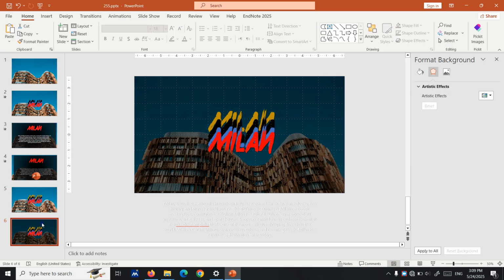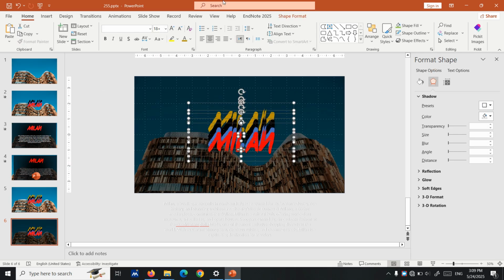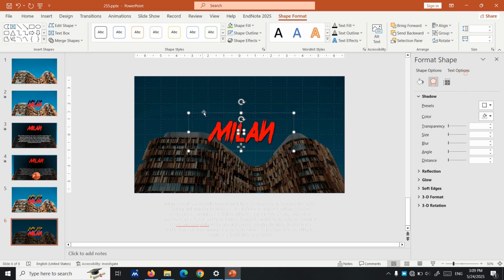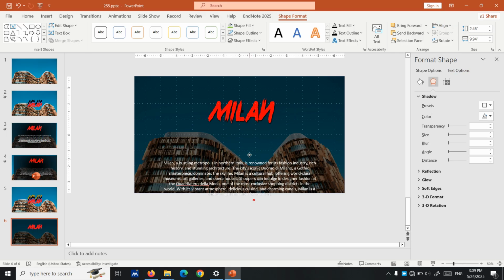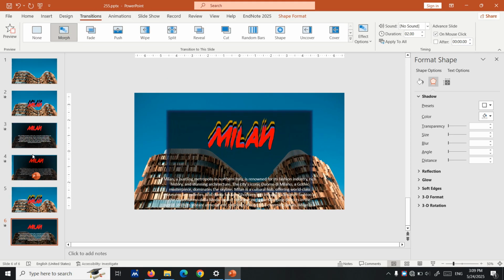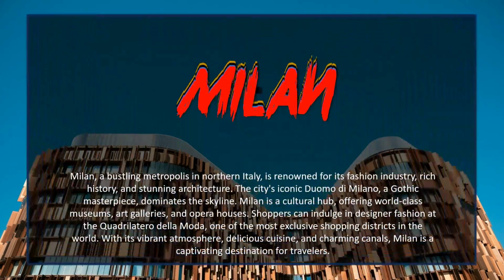And here we select all this shape, set Milan, and go to shape and align the center and middle and bring them top and bring the text to the slide and set the transition to morph. Now let's take a look and see how it looked like.